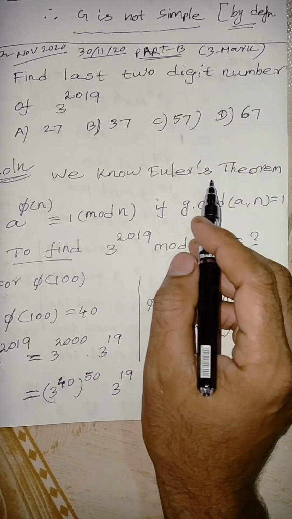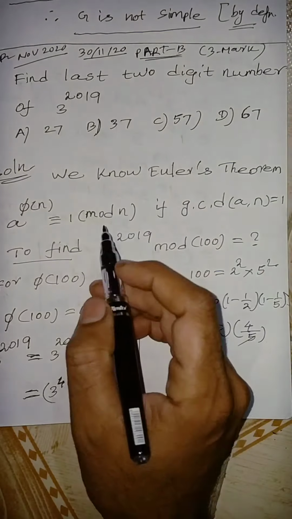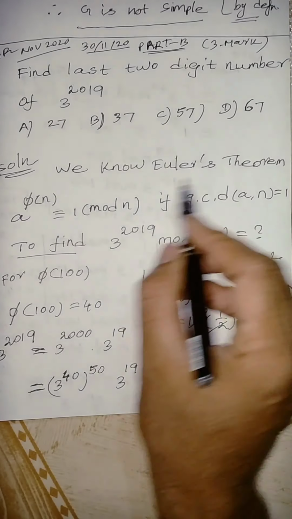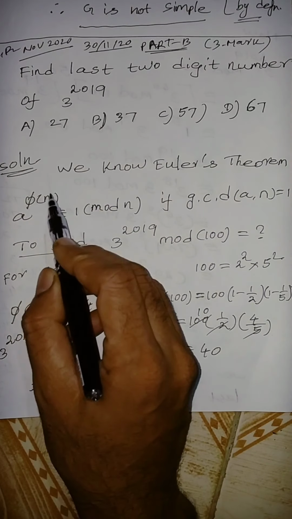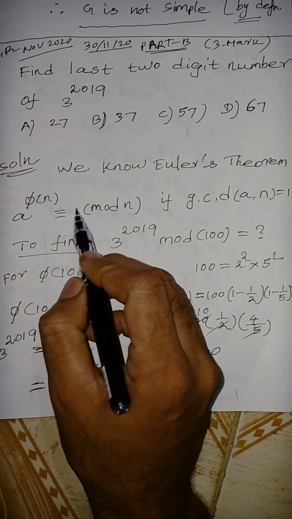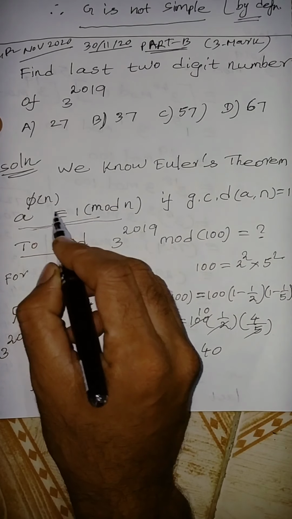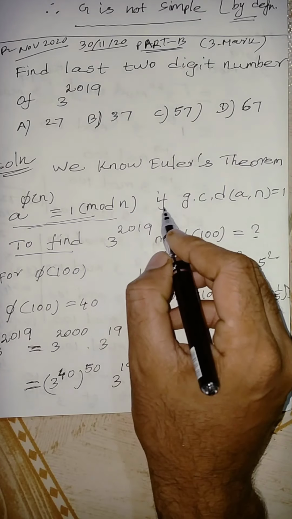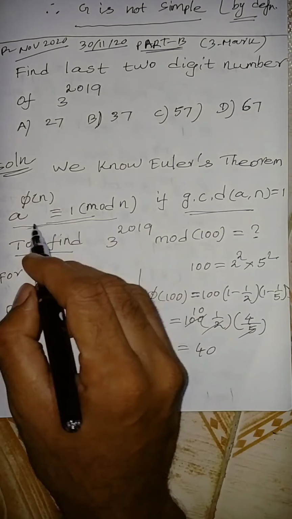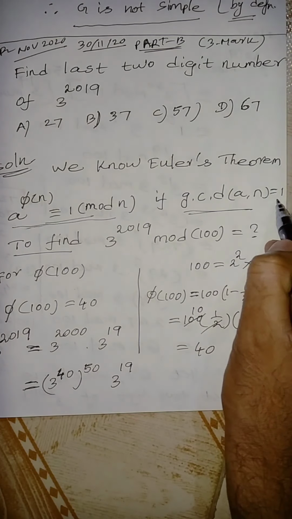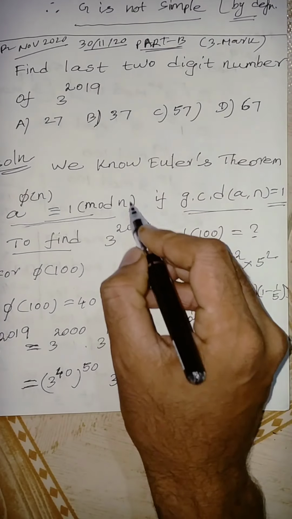These types of questions are very easy using Euler's theorem. We have already studied this. A power phi(n), the Euler function, is congruent to 1 mod n. This is a very important result, please note it down. It is possible only if GCD of A and n is 1. That is very important. So if GCD(A, n) is 1, then we can use this.